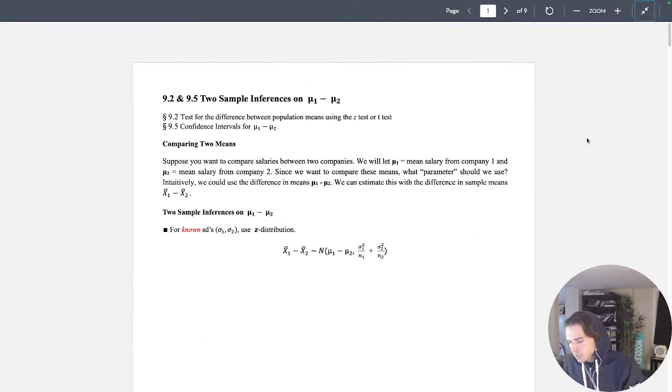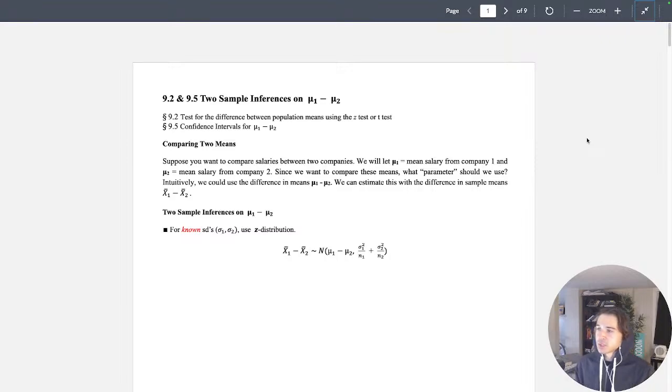So, two sample inferences on mu1 minus mu2. 9.2 is a test for the difference between population means using the z-test or t-test. 9.5 confidence intervals for mu1 minus mu2. Comparing two means. Suppose you want to compare salaries between two companies. We will let mu1 equal mean salary from company 1 and mu2 equal mean salary from company 2. Since we want to compare these means, what parameter should we use? Intuitively, we could use the difference in means mu1 minus mu2. We can estimate this with the difference in sample means x bar 1 minus x bar 2.